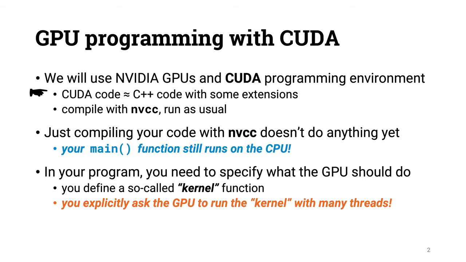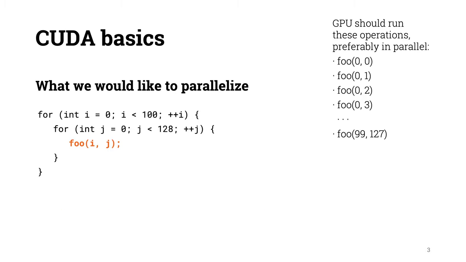CUDA is basically C++ with some GPU-related extensions. You write CUDA code, and instead of compiling it with GCC, you compile it with NVCC. Now, just compiling your C++ code with NVCC doesn't yet do anything useful. Your main function will still run on the CPU, and the GPU will just sit idle unless you explicitly ask it to do something. If you want to run some code on the GPU, you define a special C++ function that is called a kernel. And then, in your main function, you can ask the GPU to launch many threads, all of which run your kernel function. So what does it look like?